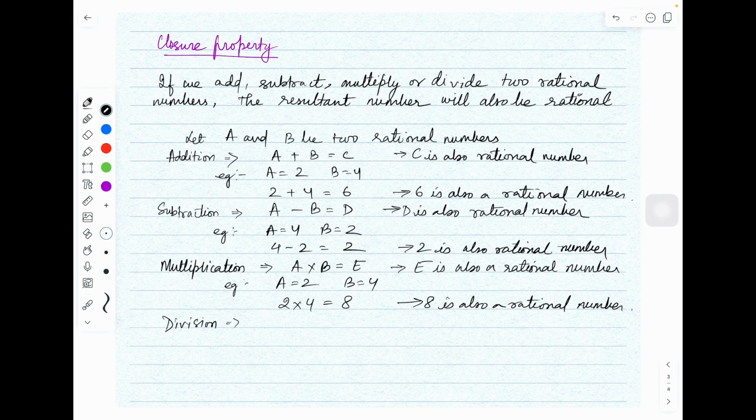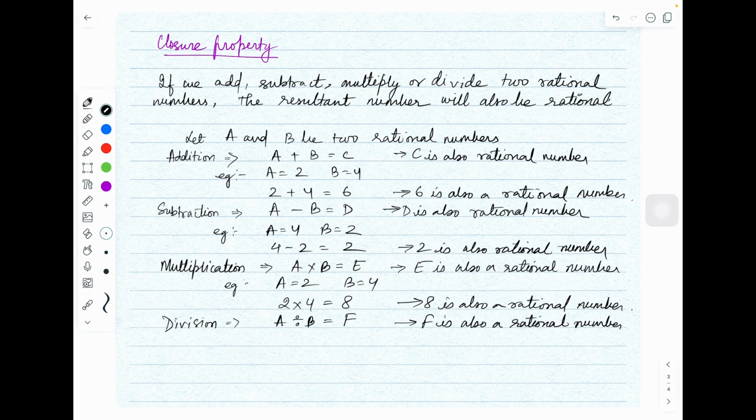Division. What does division say? If you divide one rational number by another, A divided by b, the resultant, that is f, is also a rational number. A divided by b equals f, so f is also a rational number.